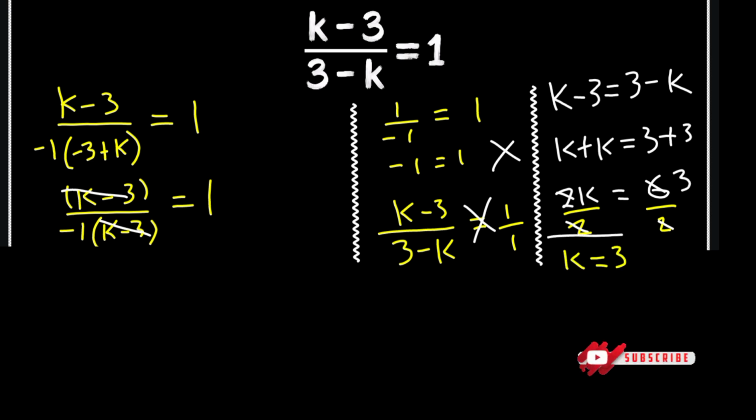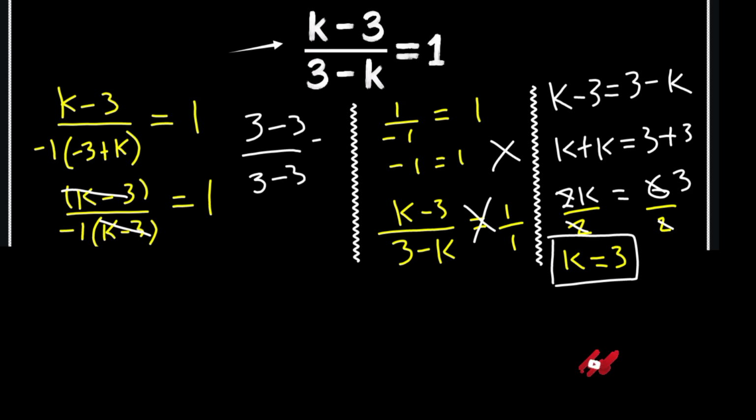Now, is that a valid solution? Let us test that out. Let us substitute k equals 3 into this equation. We'll say that we're going to have 3 minus 3 divided by 3 minus 3. Now, with this equal 1, let us try it out. 3 minus 3 gives us 0, divided by 3 minus 3 gives us 0.